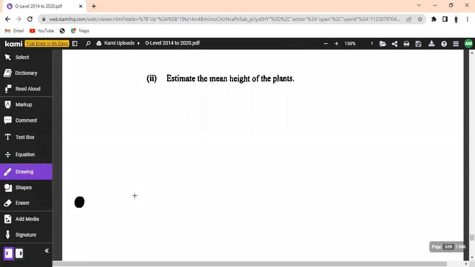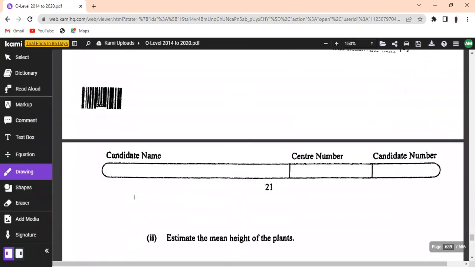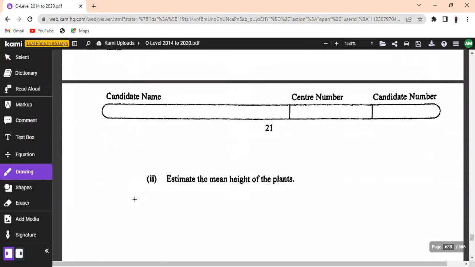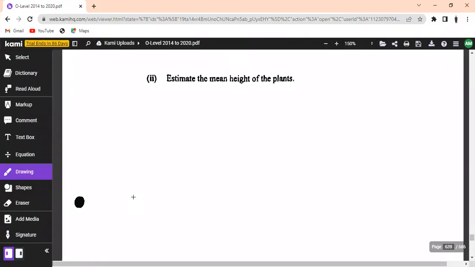Estimate the mean height of the plants. For the mean height, guys, I told you that you have to work with the class centers in order to get this mean. You calculate the class center for the first class, you multiply by the corresponding frequency, and so on. You move on to the second class, you calculate the class center, you multiply by the frequency, everything over the total frequency. I think I told you about this, guys.